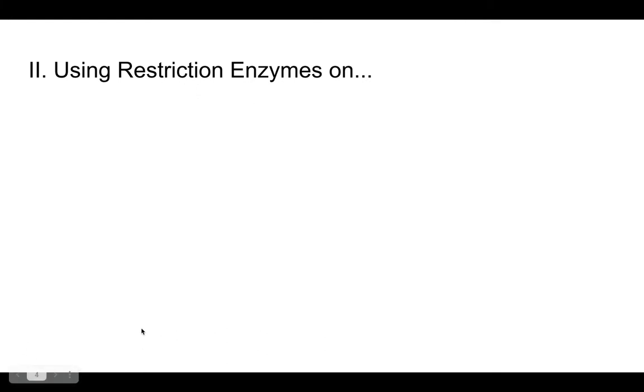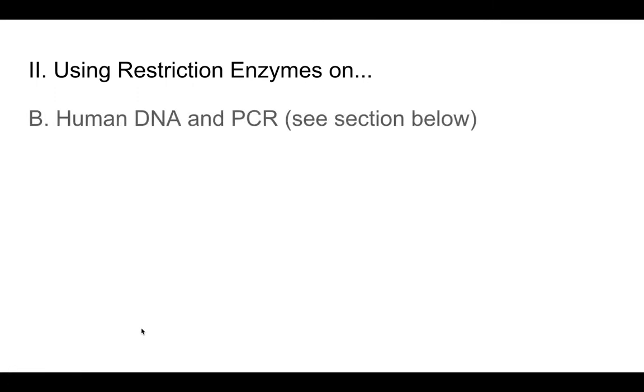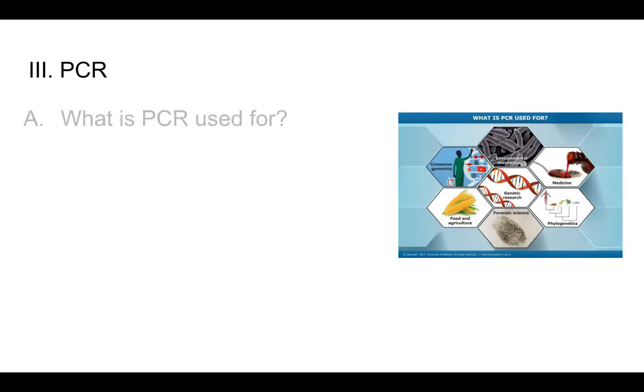Okay, so another way that we could use restriction enzymes is in a process called PCR and also in DNA fingerprinting, which is the transition into how we would use this on human genomes specifically. And that is in the very next section of notes. So this really just says human DNA and PCR and DNA fingerprinting, see section below. Let's talk PCR in the section below.